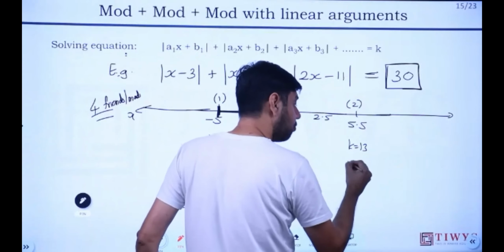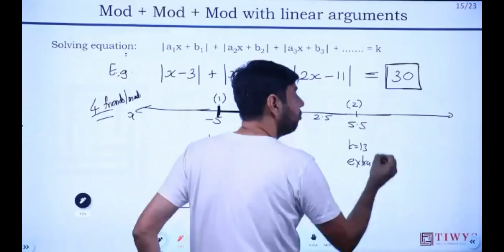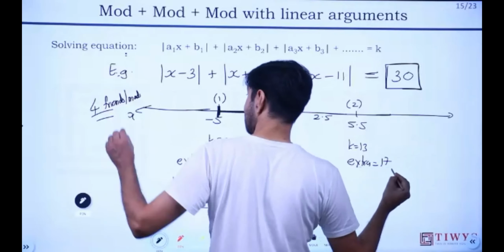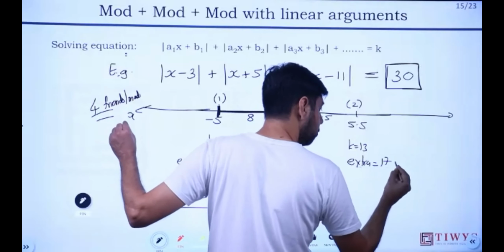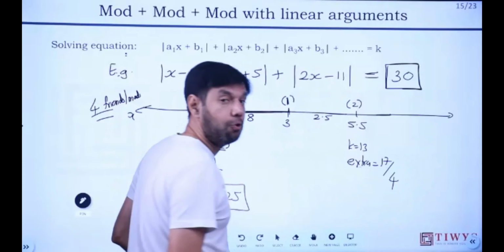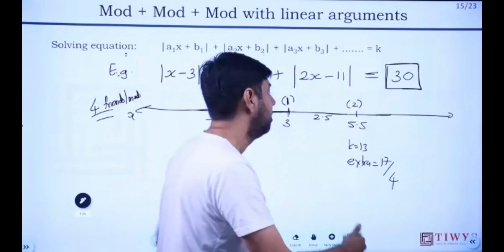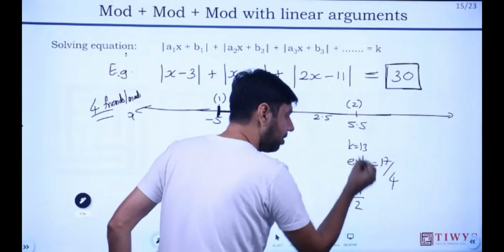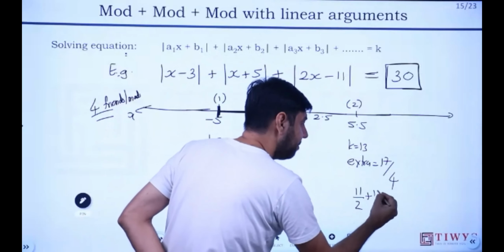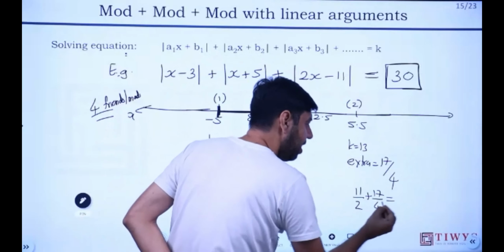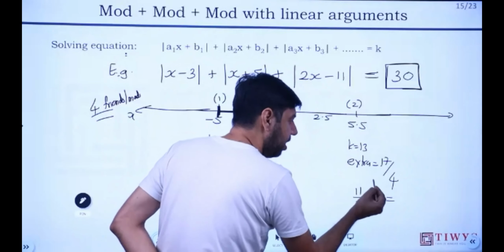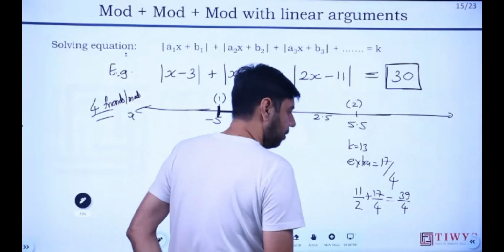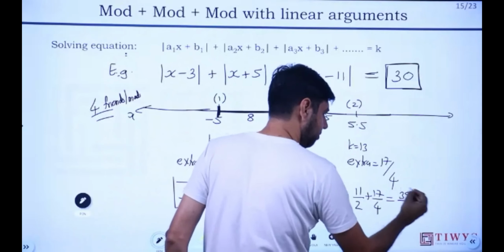And how much more do I have to go? I have to go an extra 17. So what is my answer? And how many people are going to go? 4 of them. So 17 by 4, each will go. So where is that going to be? This is 11 by 2. Look, again, we moved into fraction. Plus 17 by 4, which will make it 39 by 4. Okay, so this is another solution for me.